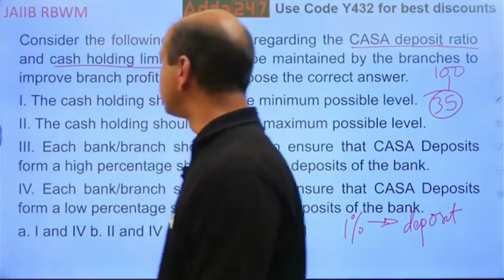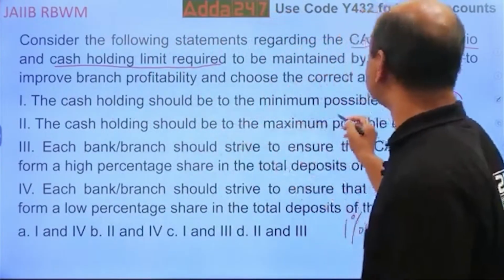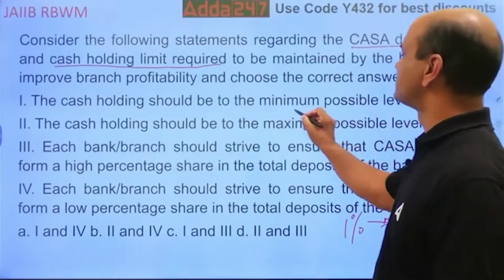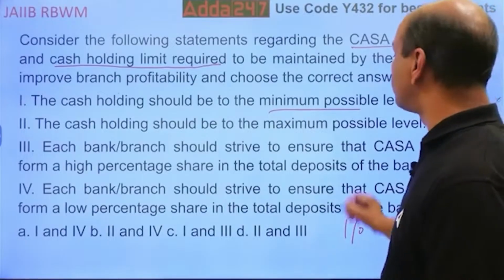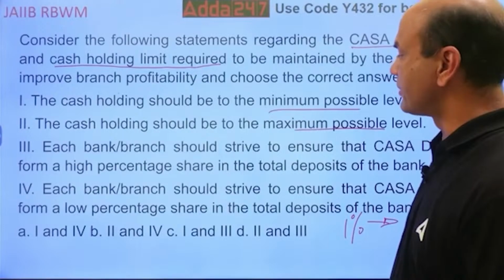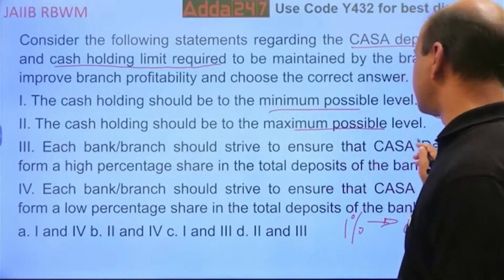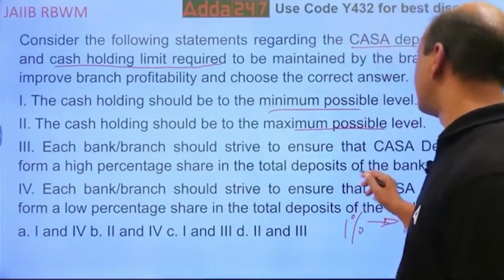So, now let's look at the statements. The cash holding should be to the minimum possible level. Cash holding should be to the maximum possible level. Each bank branch should strive to ensure that CASA deposits form a high percentage share in the total deposits of the bank.